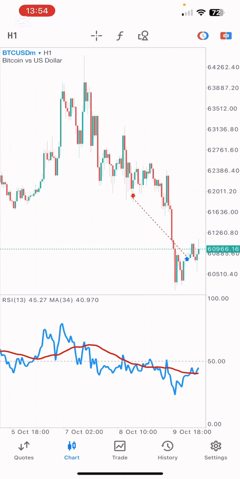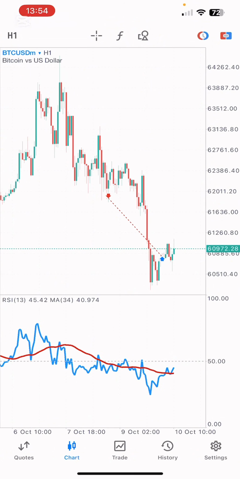We already know this blue is our RSI, and the red is our 34 moving average. To use this one, it is very easy. Whenever this RSI, this blue line, I'll be saying the blue line, so beginners can also follow along. Whenever this blue line crosses below this red line, we want to go for a sell. Whenever the blue line, which is the RSI, crosses below, we want to go for a sell.